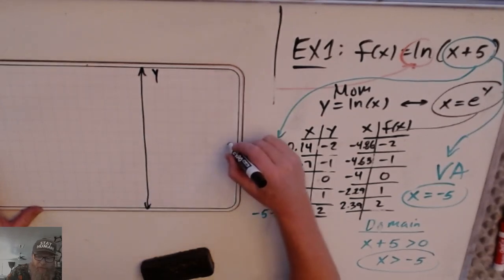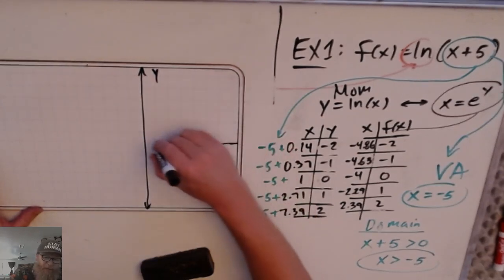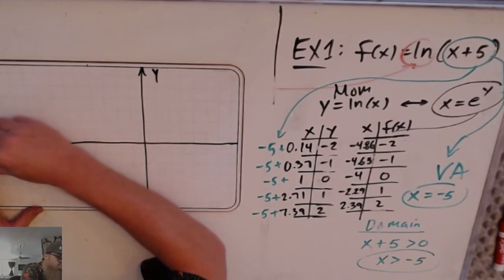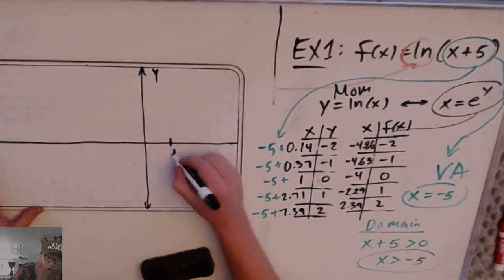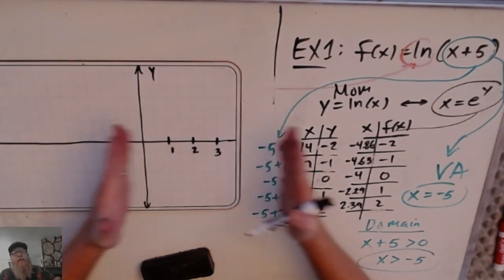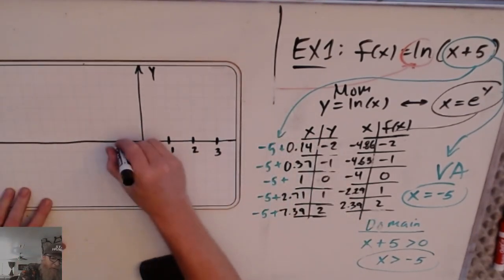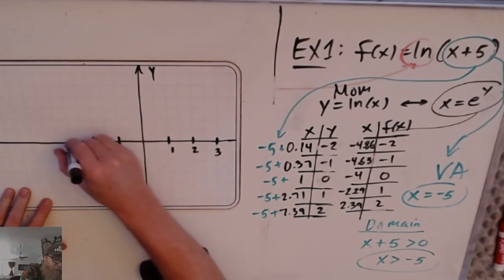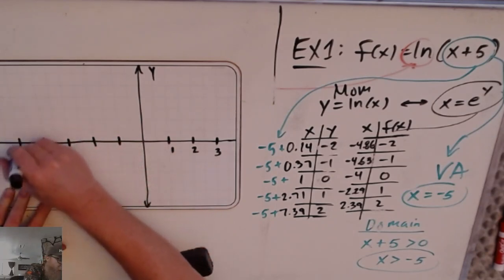So that everybody could see clearly, I'm going to try to count. My scale is 1, 2, 3. So I'm expanding my grid a little bit so it's easier to see. Negative 1, negative 2, negative 3, negative 4, negative 5.